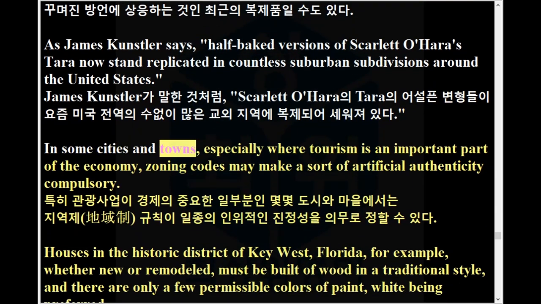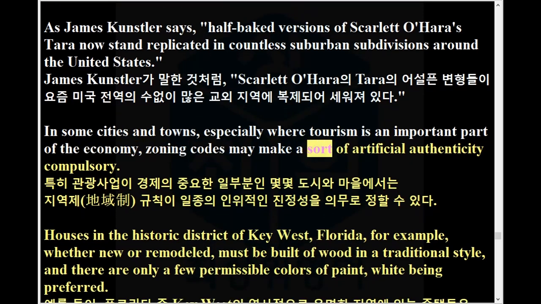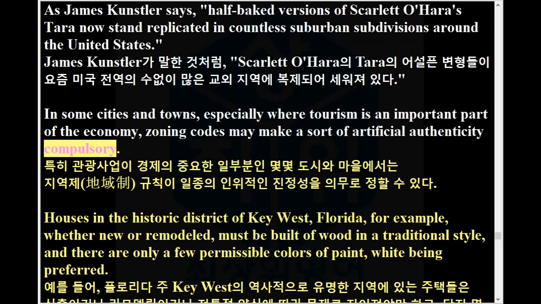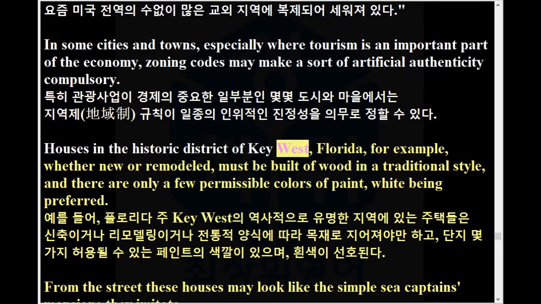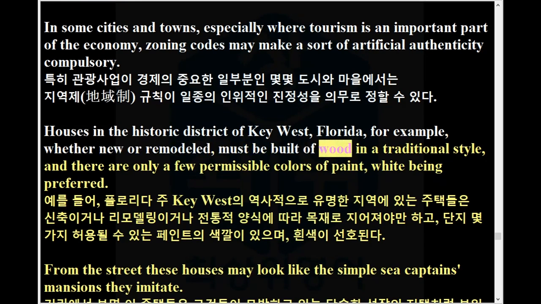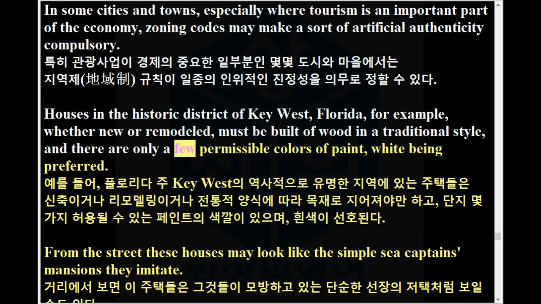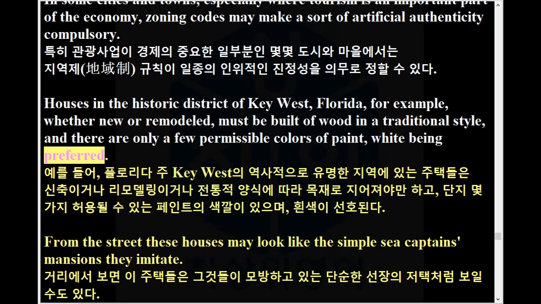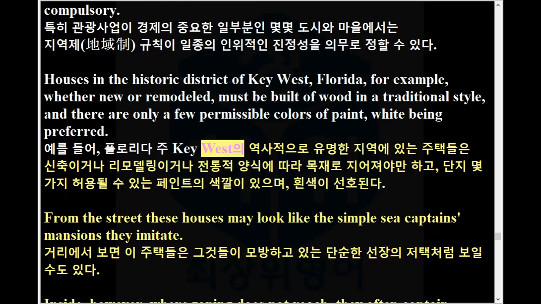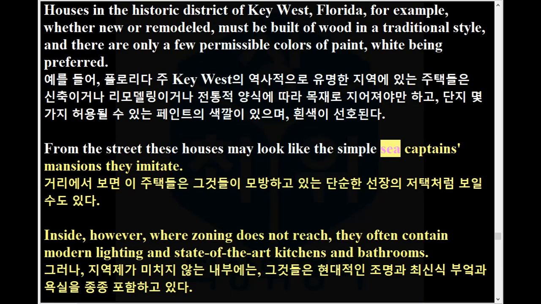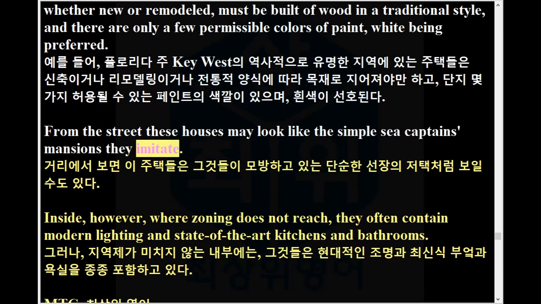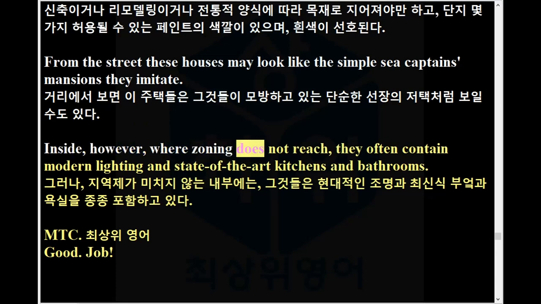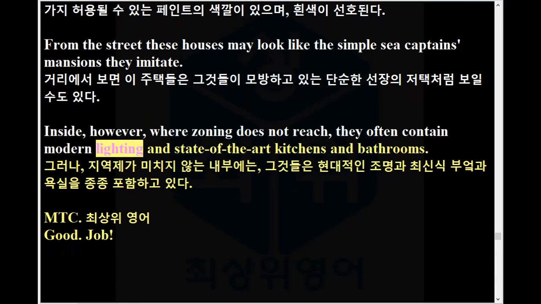In some cities and towns, especially where tourism is an important part of the economy, zoning codes may make a sort of artificial authenticity compulsory. Houses in the historic district of Key West, Florida, for example, whether new or remodeled, must be built of wood in a traditional style, and there are only a few permissible colors of paint, white being preferred. From the street these houses may look like the simple sea captain's mansions they imitate. Inside, however, where zoning does not reach, they often contain modern lighting and state-of-the-art kitchens and bathrooms.